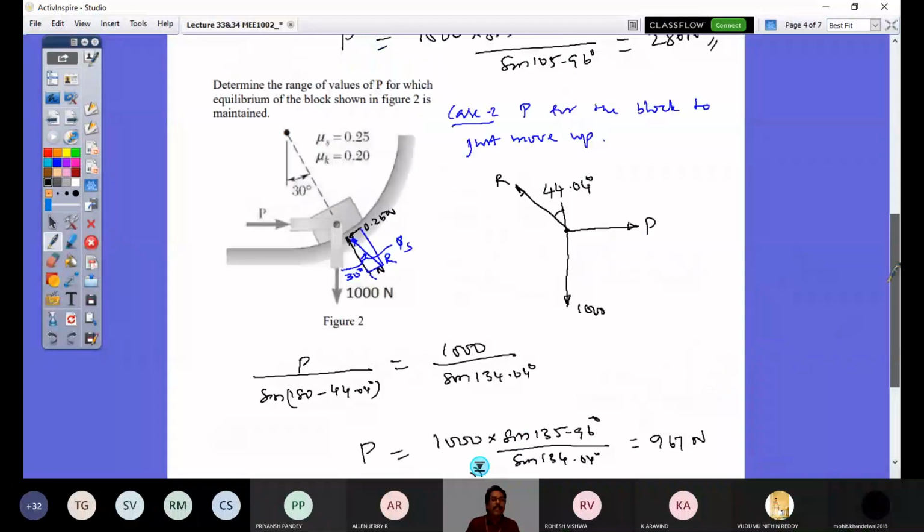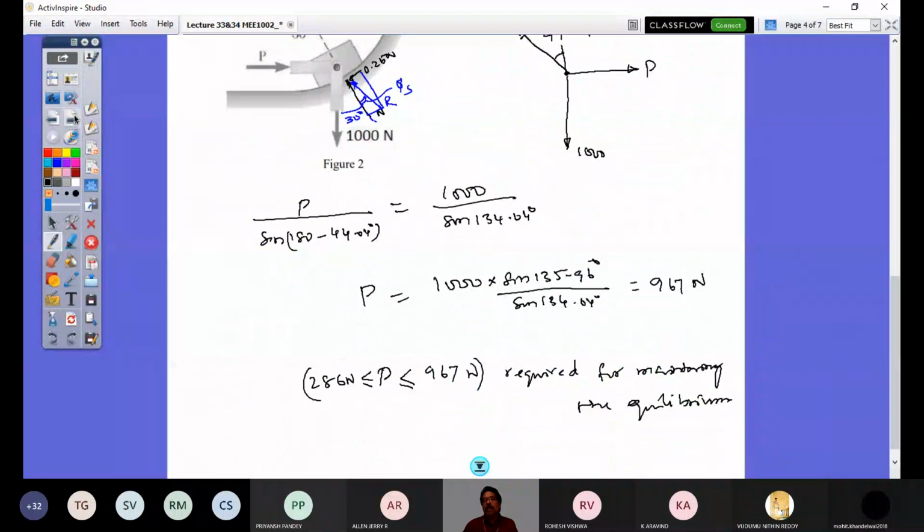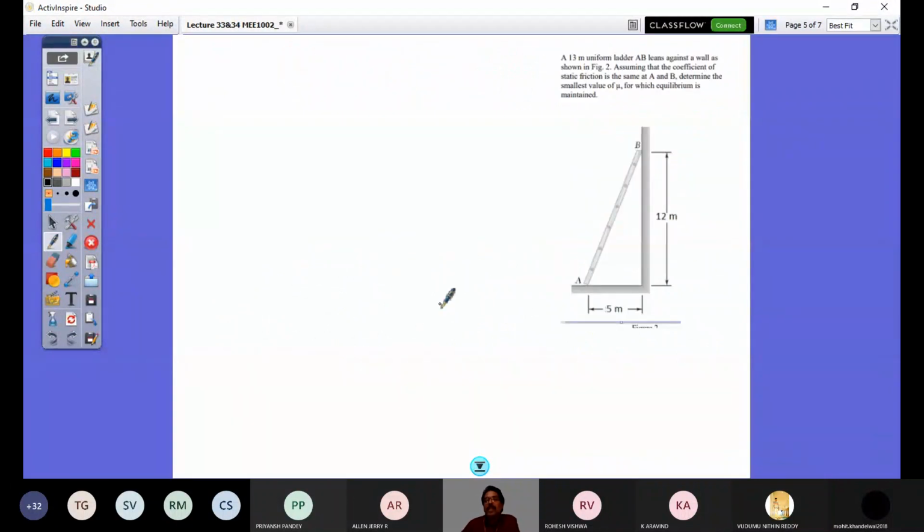Right? And then the next problem is again a simple problem on a ladder. Here, you are given a lean angle. This angle is dictated in the problem because of the dimensions 12 and 5. So this angle theta would be tan inverse of 5 by 12. You get tan inverse of 5 by 12, which is 22.62 degrees.